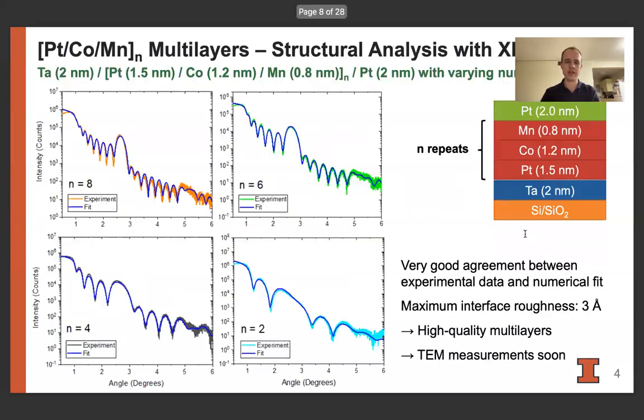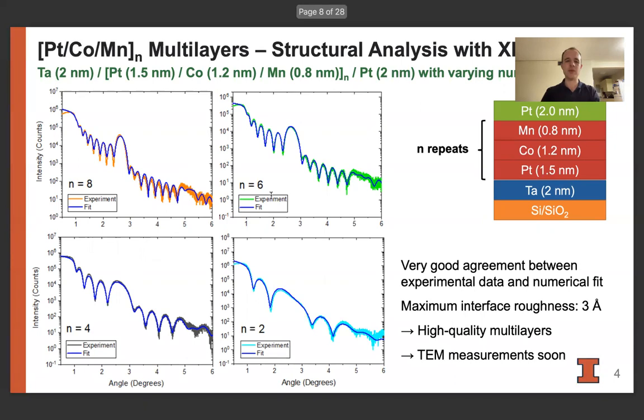So on the first slides with results, I would like to convince you that all of our multilayers are of a very high quality. These are XRR diagrams for a different number of repetitions of this trilayer, platinum, cobalt, manganese.